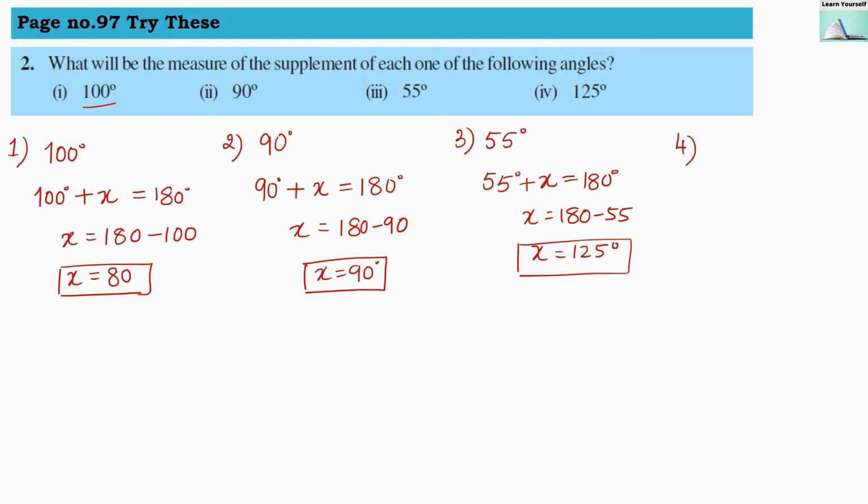Fourth, 125 degree. Here third and fourth are opposite to each other. When the first angle is 55 degree, the second angle is 125 degree. When the first angle is 125 degree, obviously the second angle will be 55 degree. Let us see that. 125 plus x equals 180 degree. So x equals 180 minus 125 degree, x equals, we will get 55 degree.